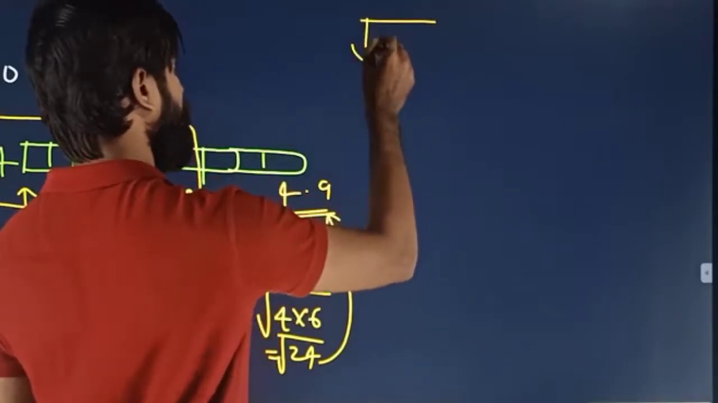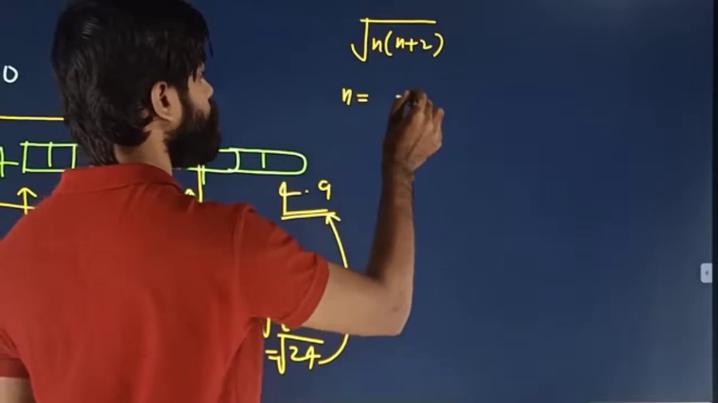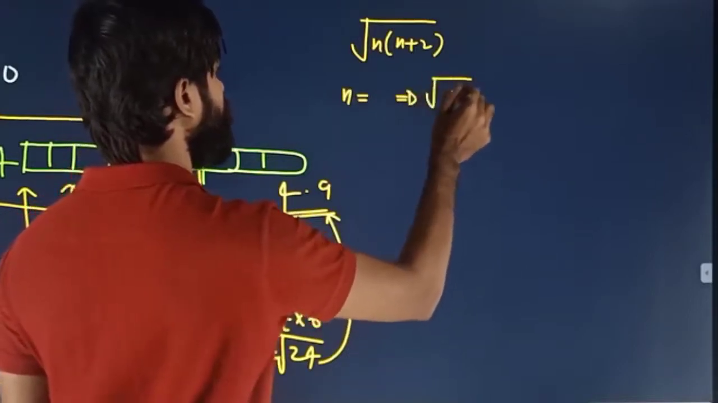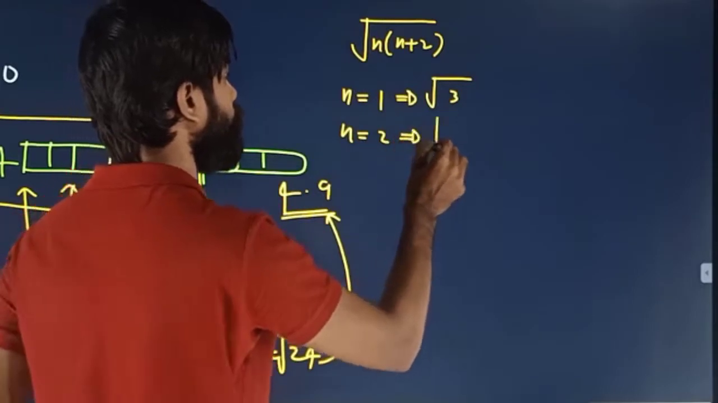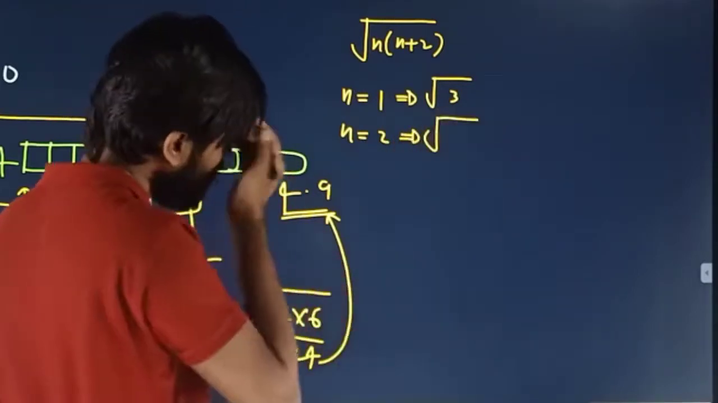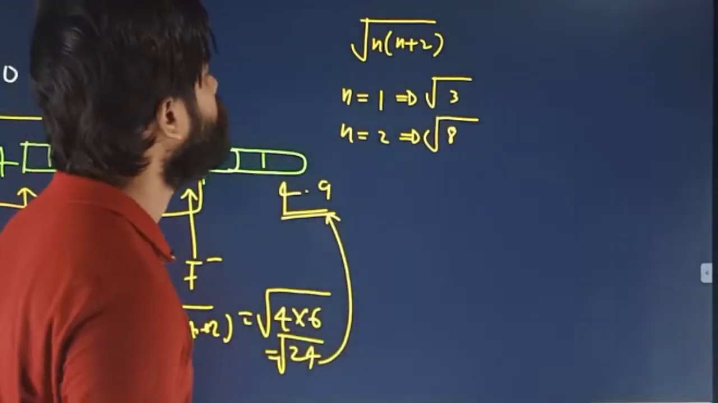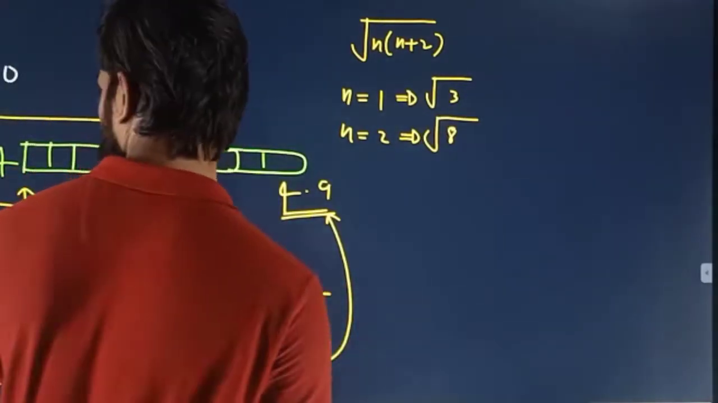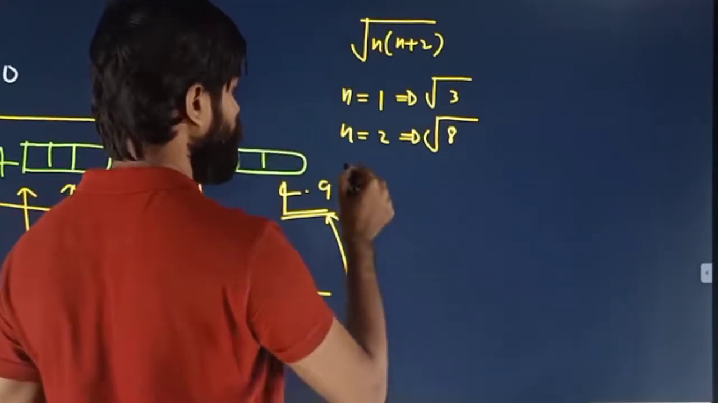Using root of n into n plus 2. If n is 1, it will be root 3. If n is 2, it will be root of 2 into 2 plus 2, which is 2 into 4, root 8.